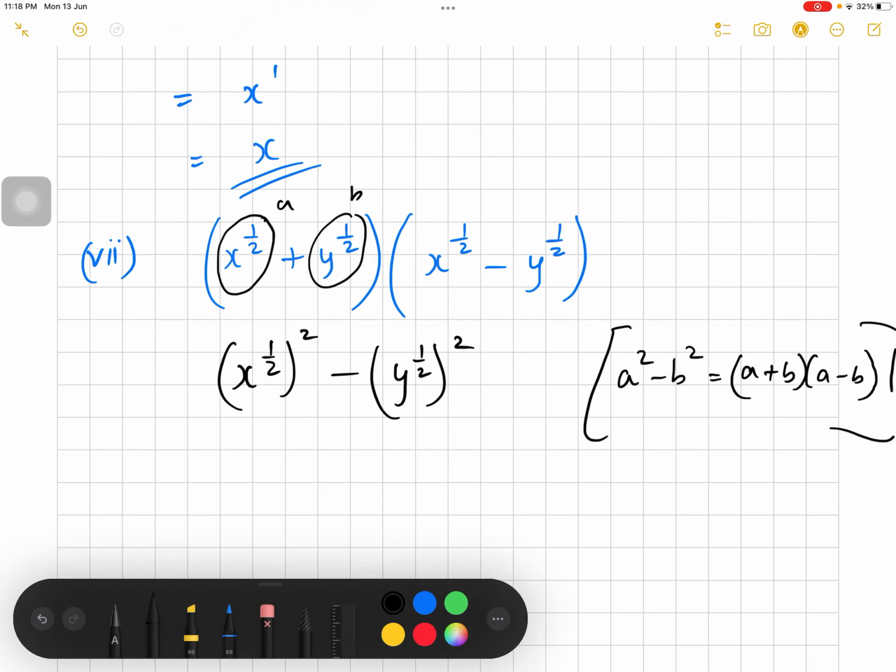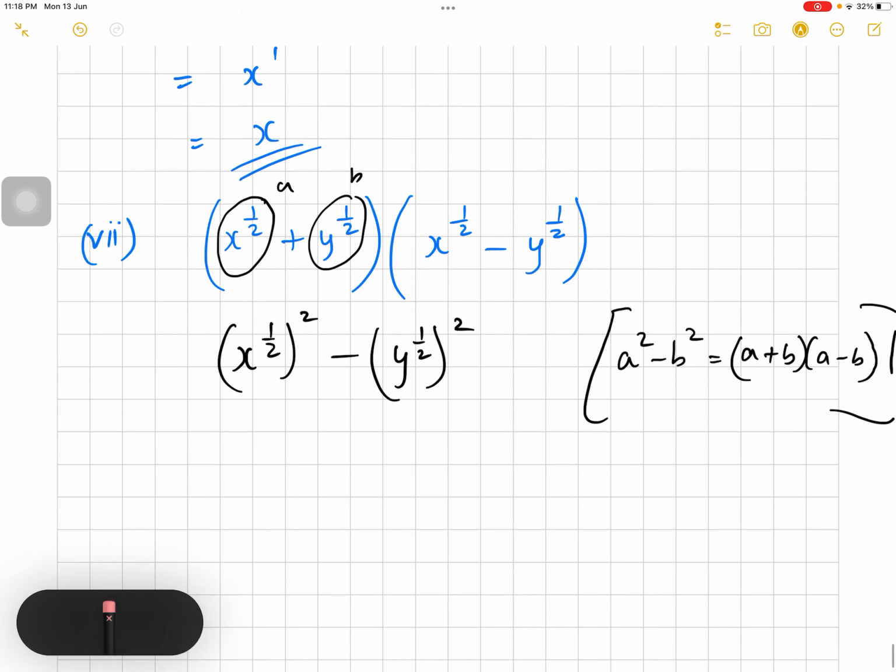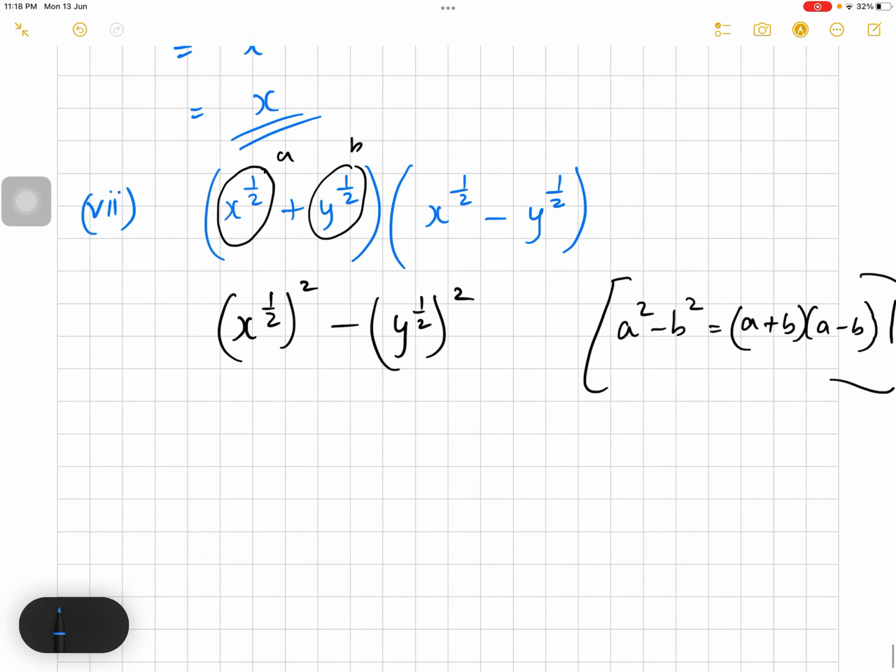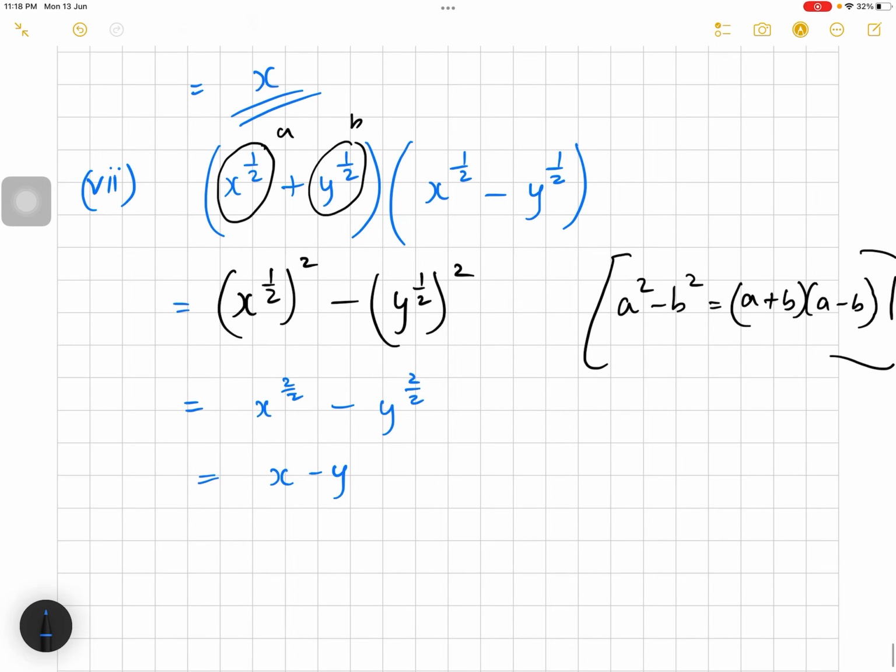Okay. Now this can be written as x 2 by 2, which is 1, y 2 by 2, which is 1. So x minus y. This is the answer, x minus y.